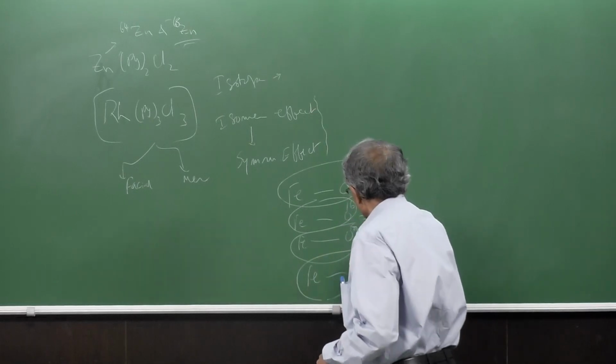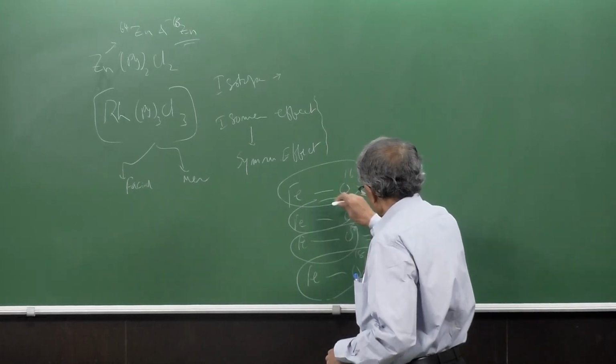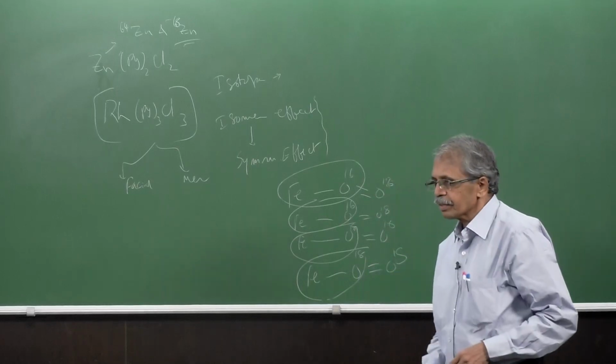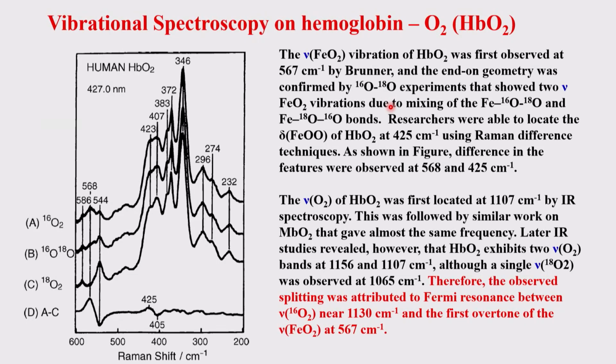So the 2 mixed ones will be the same, but this frequency will be different from that. That is the gimmick that you play with the isotopes, and that is what is shown and explained here. These all correspond to the end-on kind of binding. So 16, 18, 18, 16, all of these.